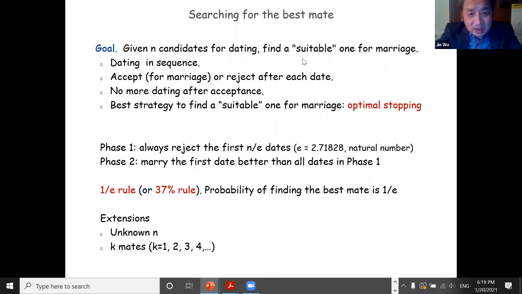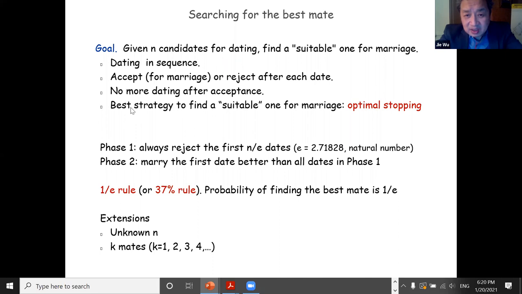So the problem is this one. You are given N candidates. You already know the number of candidates, for example, suppose 10. That means you plan to have a date with 10 people and find a suitable one for marriage. Obviously, because you cannot backtrack, that's very important. It means that if later you find the first one was the best, no, once you decide to reject, you reject forever. So this is called the dating sequence. You accept or reject after each date. No more dates after acceptance, right? So that means no divorce.